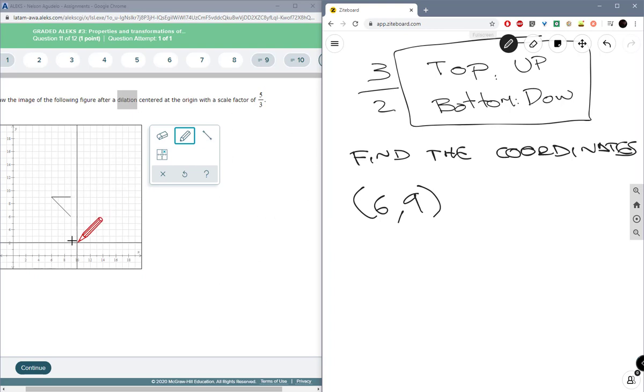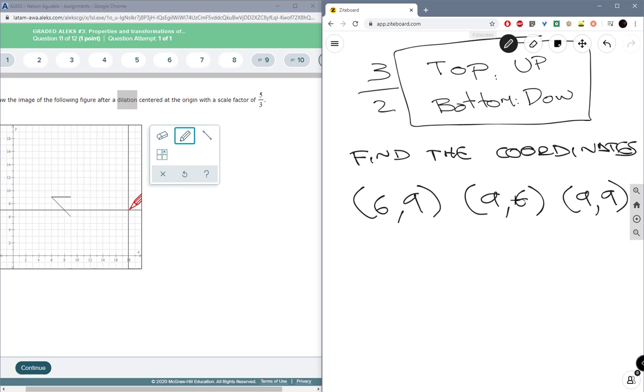Okay? Now this one, 9, 6. And the last one is 9, 9. Those three are the coordinates of this figure, which is not a polygon, it's an angle, but you can make homothecies with that, no problem. And the scale factor is 5/3. So you have to multiply all of the numbers of each coordinate by 5/3.